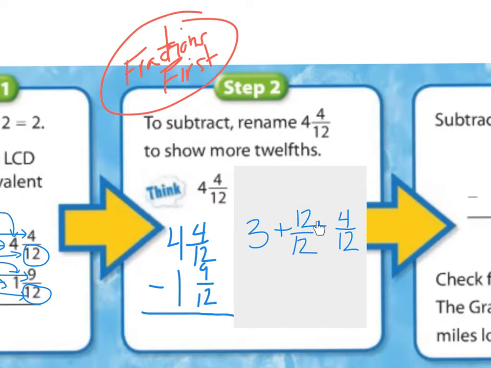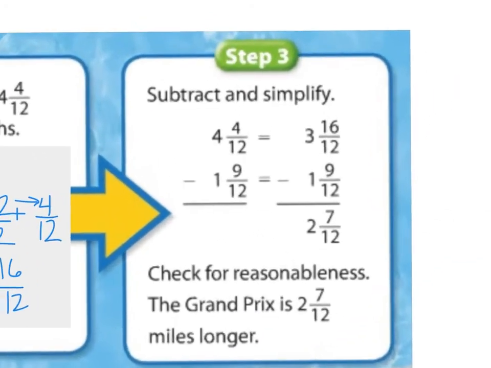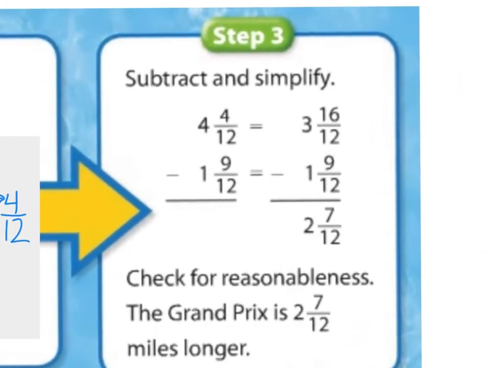And so now I can add that to 4/12, which would give me 3 16/12, seeing how I just added these numbers here. So now my new problem is, clue word of wizard's hat, 3 16/12 minus 1 9/12.